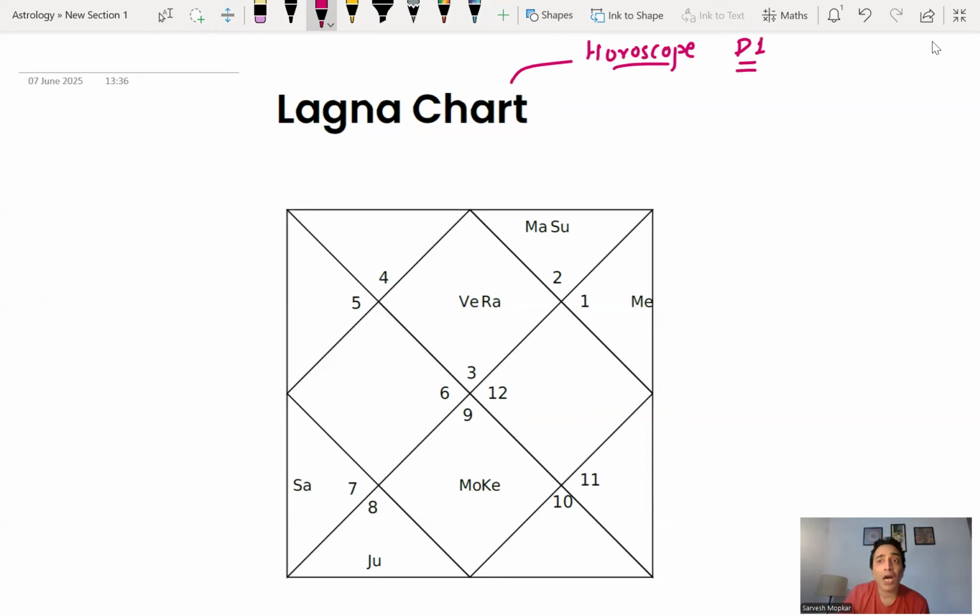So there are 108 such charts. It's like you go deeper and deeper. These are the microscopic view of your life. First we have the surface level, then we go deeper, then deeper, and so on. Out of these 108, we are talking about the first chart, the D1, the most important chart. It's the seed of your life.